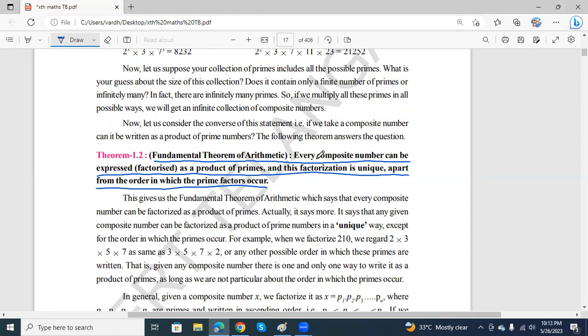So this is what they said: every composite number can be expressed as a product of primes, and this factorization is unique, apart from the order in which the prime factors occur. Okay, this should be unique. This is the fundamental theorem of arithmetic. Next, another concept.